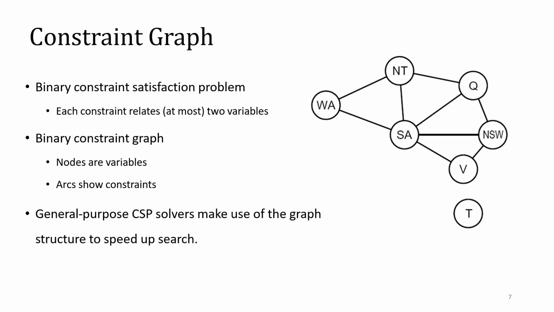In this constraint graph, we can see there is a node which is standing alone, which is an independent subproblem because it's not connected to the rest.